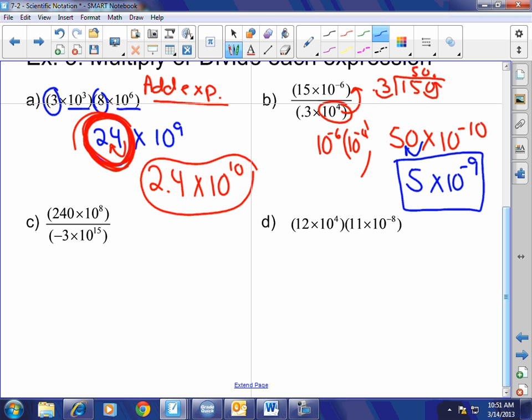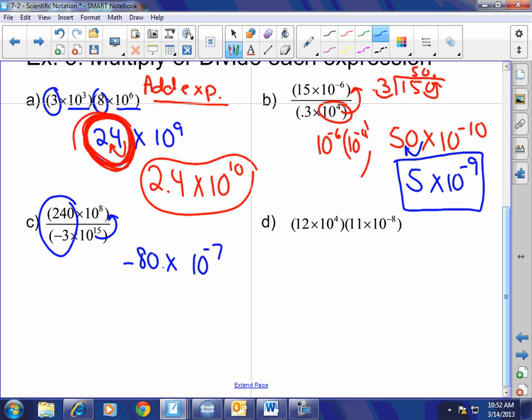Now, I got 240 divided by negative 3. So let's do this first. There's going to be negative 80 times 10 to the, bring that 15 up. So it's going to come as a negative. So times 10 to the negative 7. Now, is the absolute value of negative 80 larger than 1 or less than 1? Larger than 1. Very good.